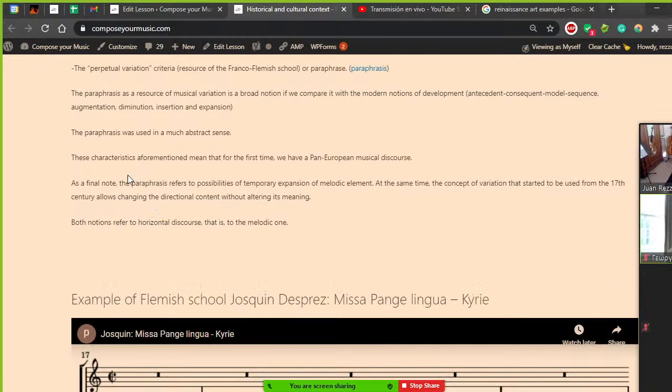Very slowly. As a final note, paraphrasis refers to the possibility of temporary expansion of melodic elements. At the same time, the concept of variation, which started to be used from the 17th century, allows changing the direction and content without altering its meaning. Both notions refer to the horizontal discourse, that is, the melodic one. So paraphrasis in the Renaissance is a proto-development.